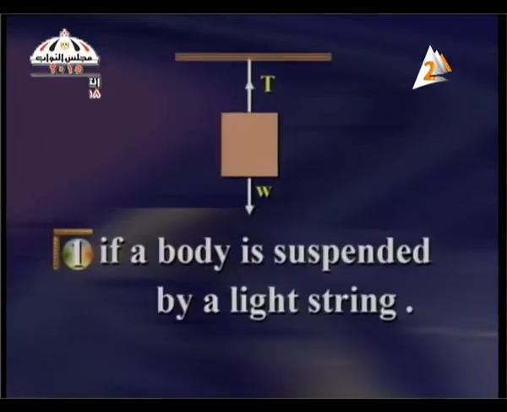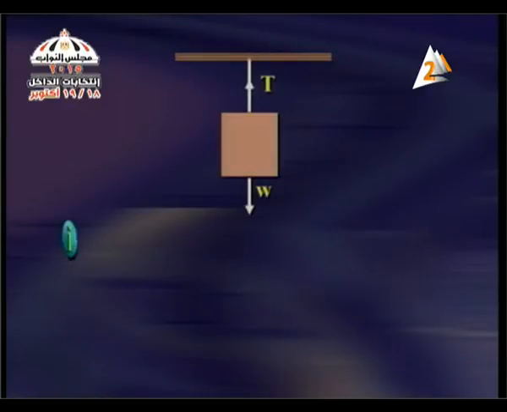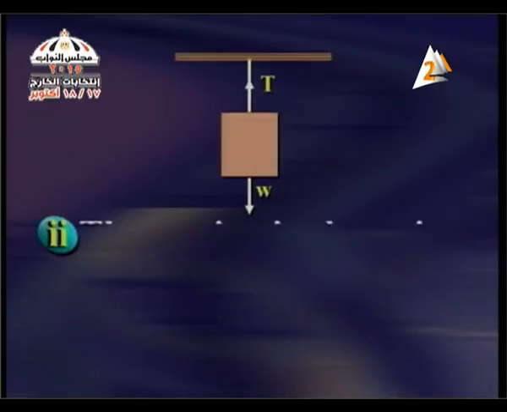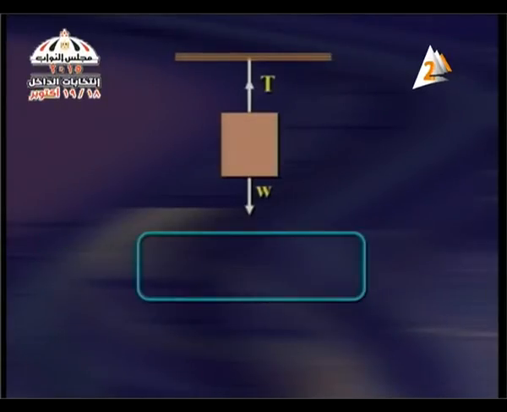For example, if a body is suspended by a light string, it balances under the action of two forces. Number 1, the weight W, which acts vertically downwards. Number 2, the tension in the string T, which acts vertically upwards. Therefore, W equals T.